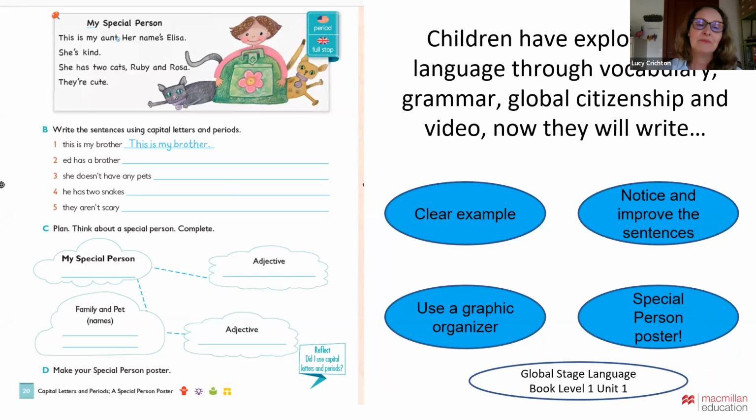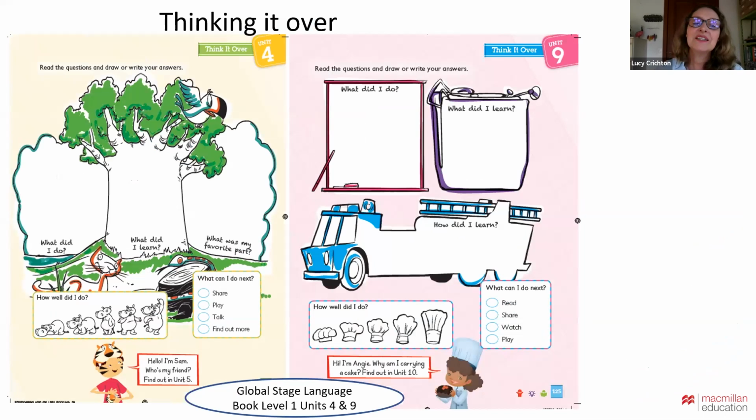So many of the things that I've spoken about previously are here in our regular coursebook page. And then the last one where we get students to think over what they've learned. Here you're going to see two different pages, one from the first level and one from unit 9. You can see that in the first one with the tree, they have to draw or write their answers.